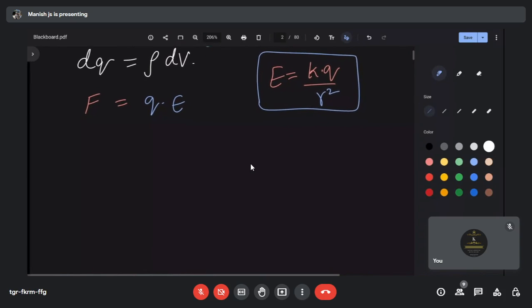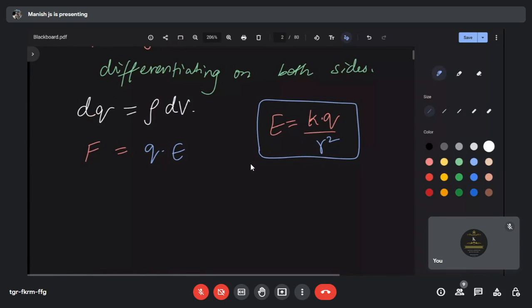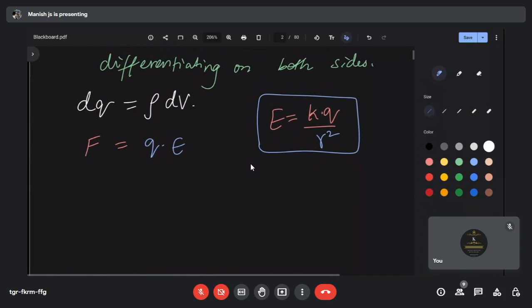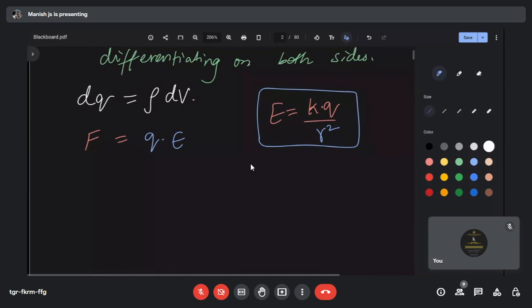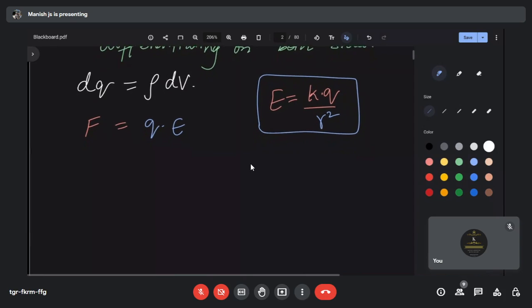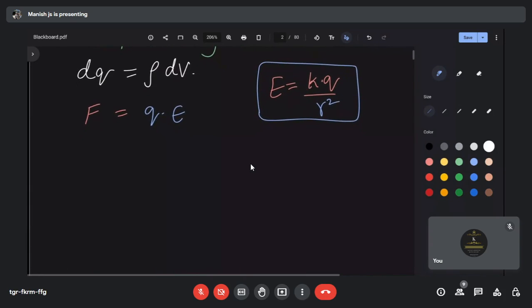But now what we are doing, because the volume is changing, we are going to integrate on both sides. The dq is equal to rho into dv. So we are applying a differential operator. We try to find out what is the charge when the volume is also changing. So you are going to express it in terms of a differential operator. Okay, so now I am going and expressing this.